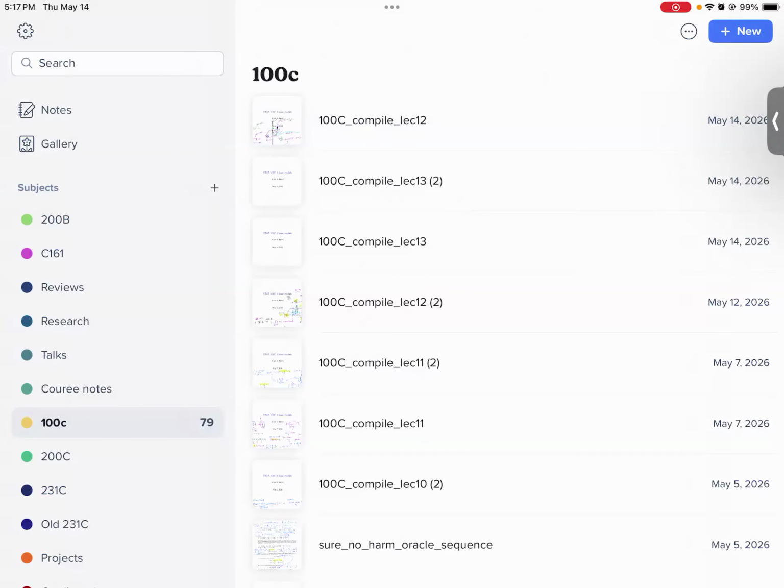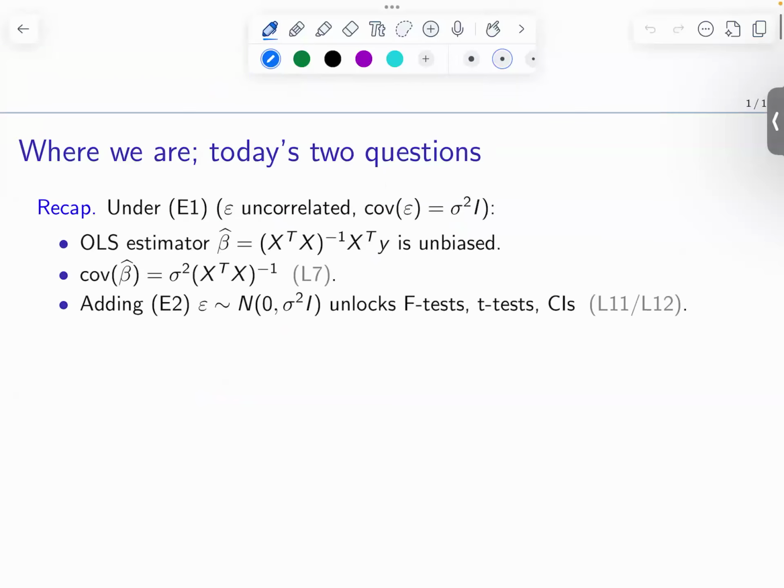Let's do lecture 13. So what we want to move on to is an area where we basically discuss two things, as we'll see. The two questions that we're going to answer today are... let me do a recap, then I'll talk about the two questions.